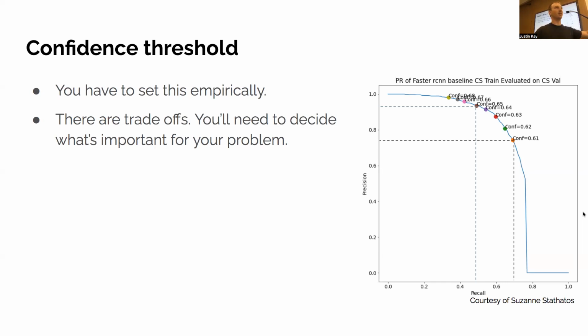So for any threshold that you pick, there's a trade-off. You're either going to get higher recall or higher precision, usually not both. And so this plot is a PR curve from a project that Suzanne and I worked on. It can actually vary quite a bit. So we plotted the confidence threshold in relation to precision and recall. And you can see that changing it from 0.61 to 0.64 had like a 10% difference in recall and precision, which is quite extreme. So you want to set this carefully for your data.